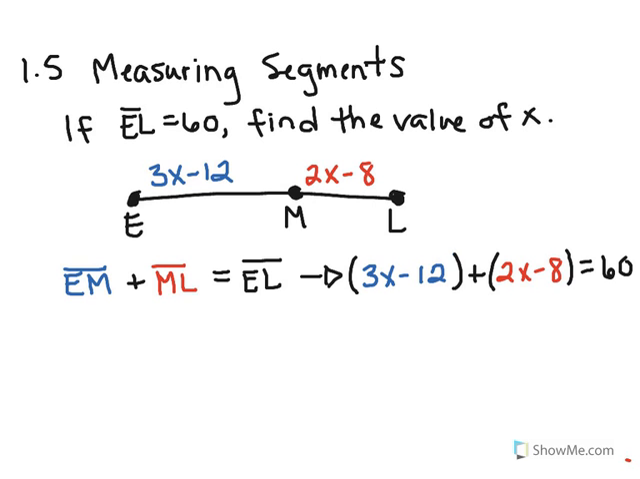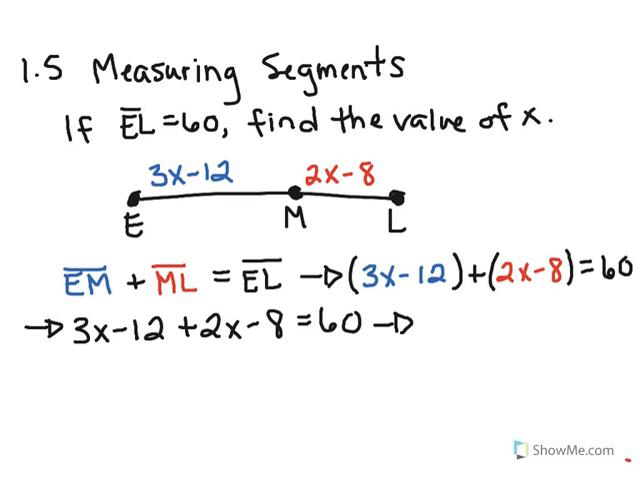Now, since all we're doing is adding these two expressions, the parentheses have no real value. So I'm going to go ahead and rewrite this and drop the parentheses. And I'm going to also eliminate the color coding since I don't need it so much anymore. So I'm going to continue this right down here in a linear fashion. So 3x minus 12 plus 2x minus 8 is equal to 60. So I didn't do anything special. I just took the parentheses away.